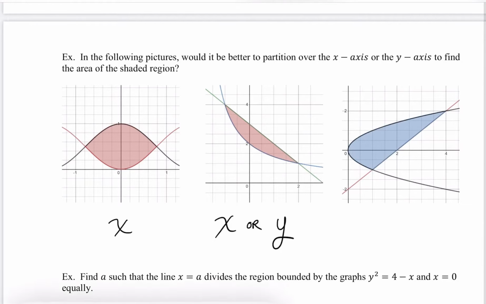Whereas in this case, if I partition along the y, the right curve is always the line, and the left curve as a function of y would always just be that parabola, g of y equals y squared. So this would be one where it would make more sense to go with the y. So just some things to think about there.